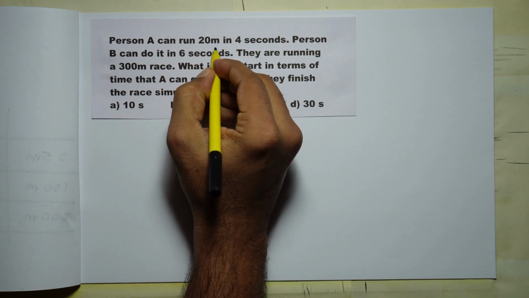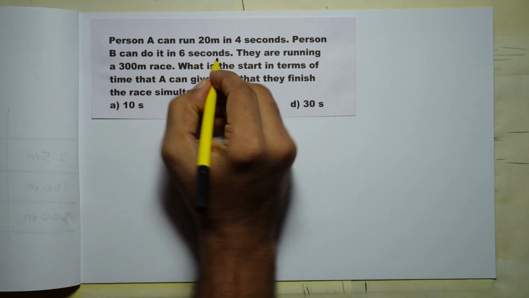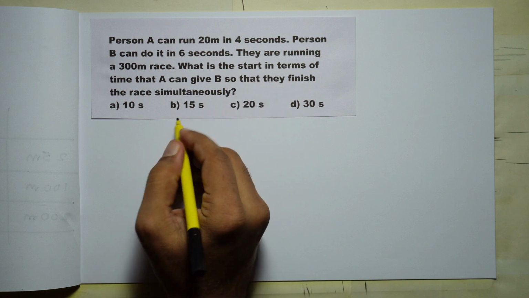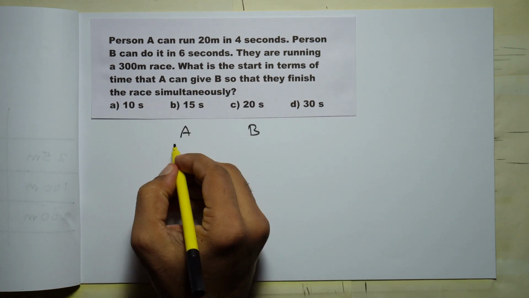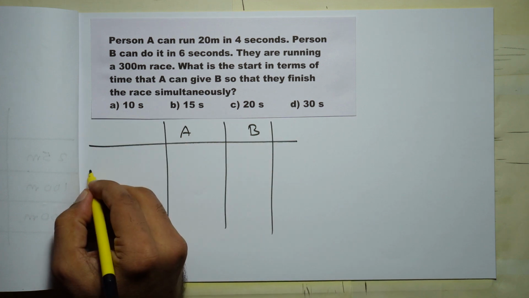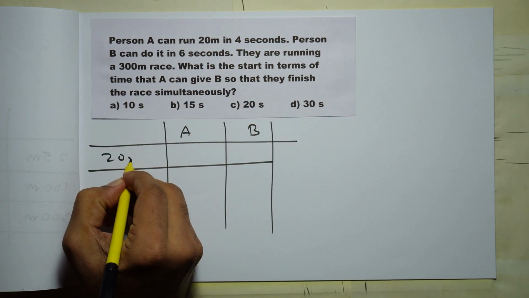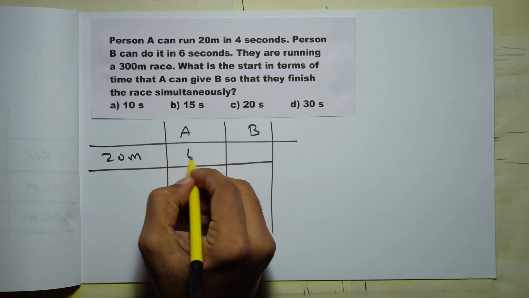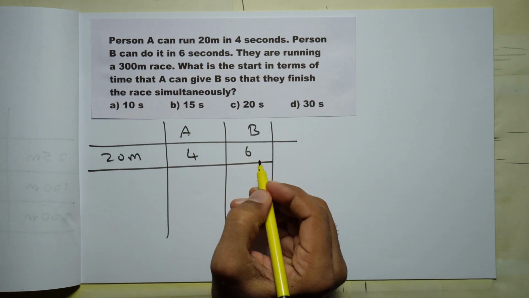Person A can run 20 meters in 4 seconds. Person B can do it in 6 seconds. So we'll just represent all that data here. So you have two people, A and B. Now the data given is for a distance of 20 meters: A can do it in 4 seconds and person B can do it in 6 seconds.